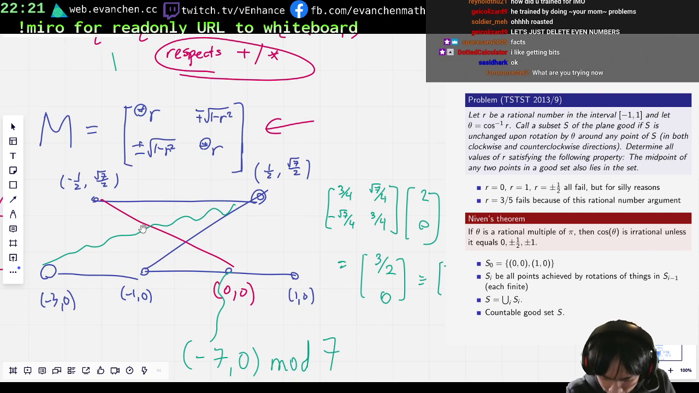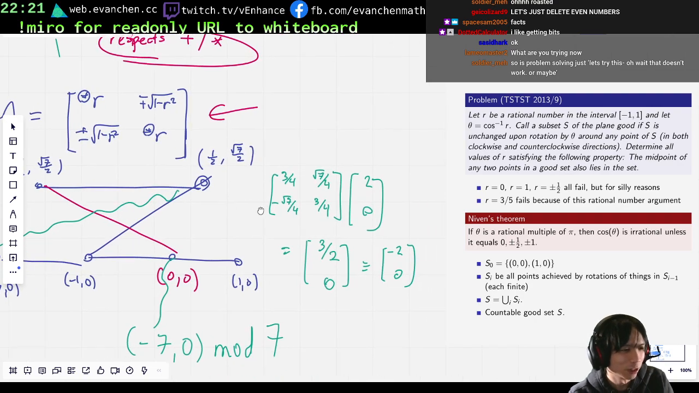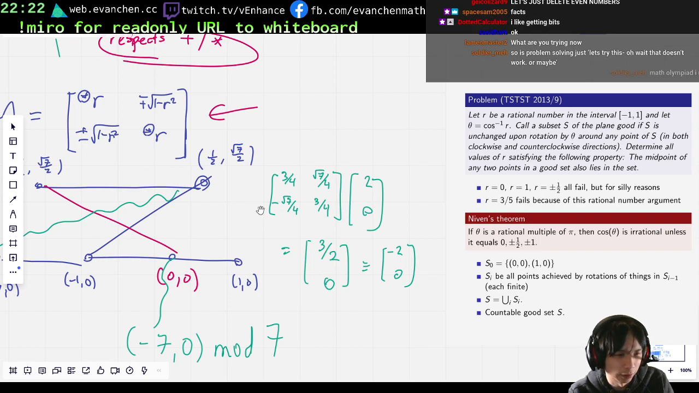Yay! Is problem solving just let's try this and what? So problem solving involves a lot of running around in a dark room with your arms flailing as you crash into things and slowly figure out where the things in the dark room are. Yes.